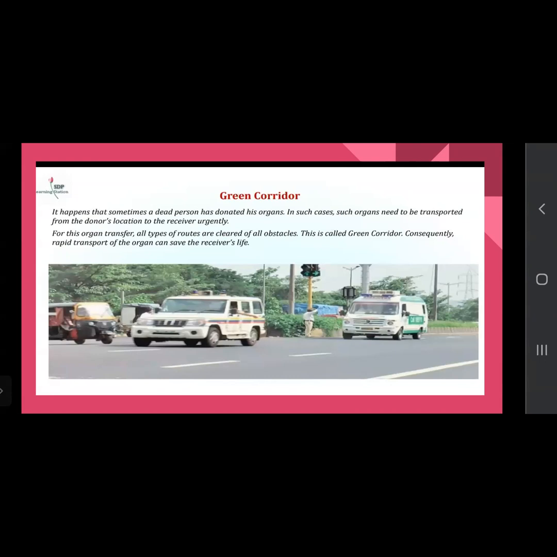Consequently, rapid transport of the organs can save the receiver's life. So the green corridor is the transfer of organs from the donor to the receiver, and that also very fast and urgently. Thus, it helps to save the receiver's life. You can see in the picture, there is no traffic on the roads. It is a very clear road. It is made so that the organ can reach the receiver and save the receiver's life.